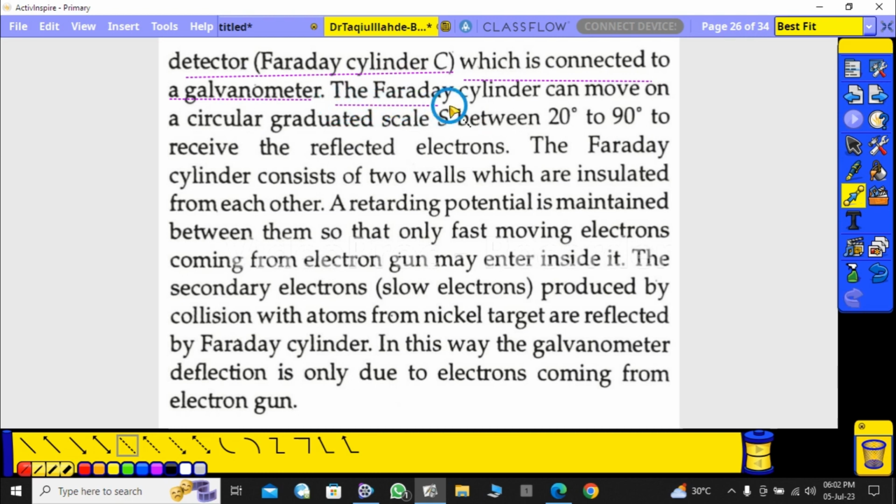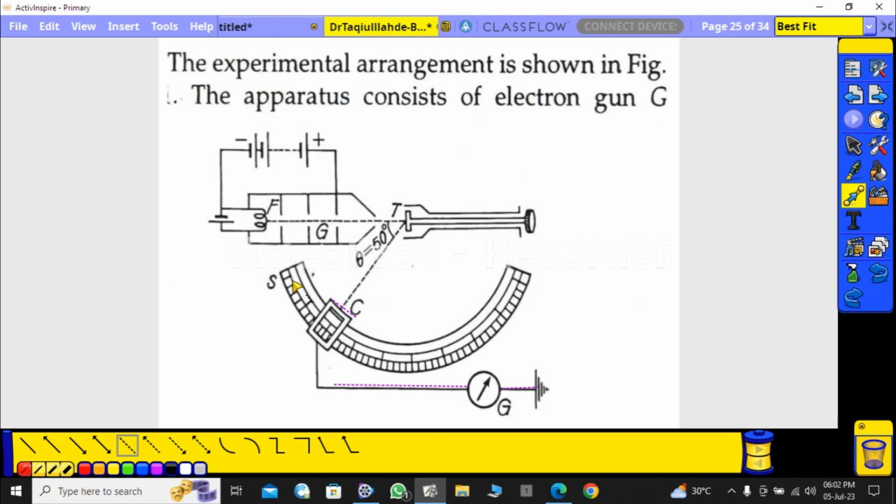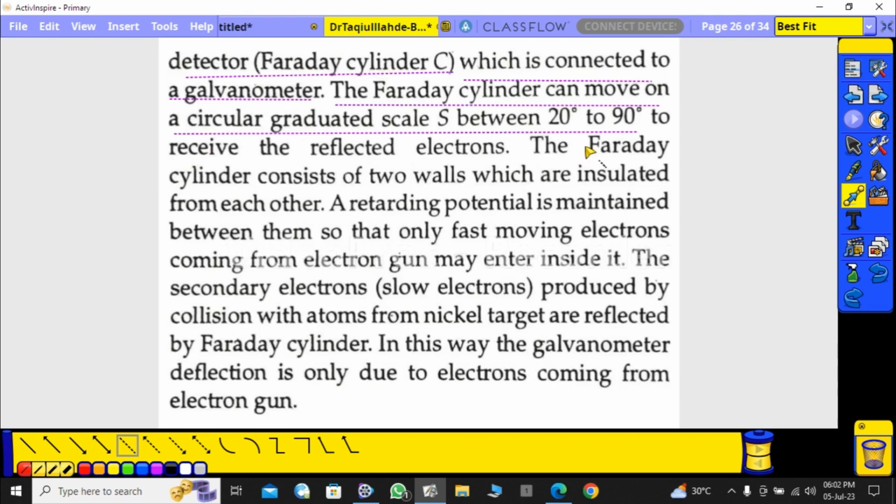Okay, the Faraday cylinder can move on a circular graduated scale between 20 to 90 degree. So here you can move from this 20 degree to 90 degree. So you can find the current at different positions to receive the reflected electrons.